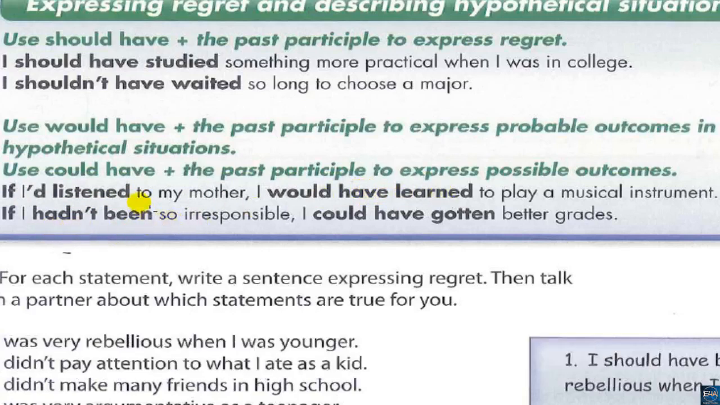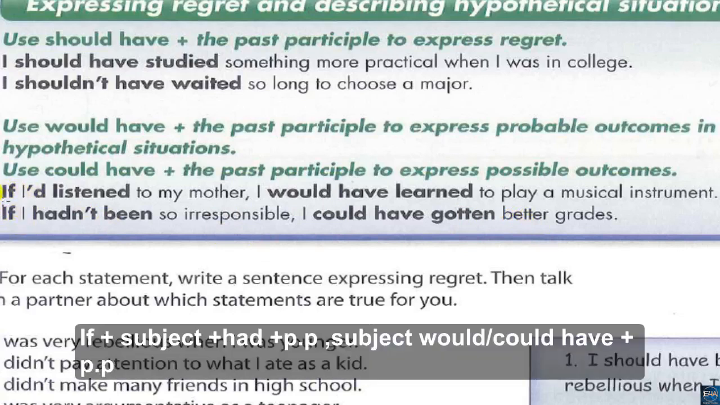If I hadn't been, this is British being, American been. If I hadn't been so irresponsible, I could have gotten better grades. I could have gotten better grades. British gotten, American gotten. Better, T, soft D. So here, we use the third conditional. If, subject, had, plus PP, past participle. The second sentence, subject, could, would, have, plus past participle.